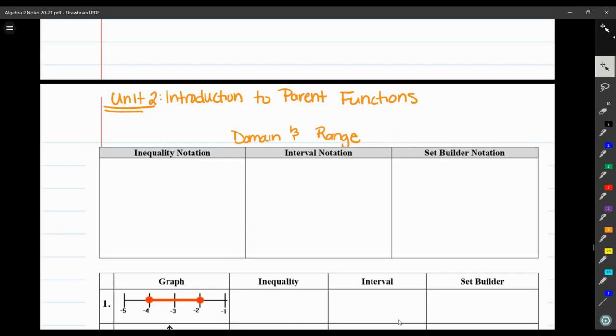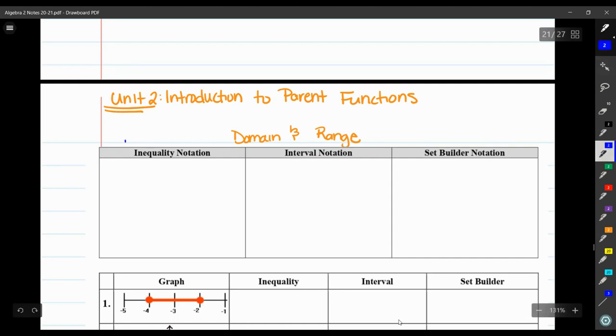Domain and range. We're starting in Unit 2 with an introduction to what we call parent functions. But before we can talk about that, we need to discuss and review domain and range of functions. So there are actually three ways you can notate domain and range.